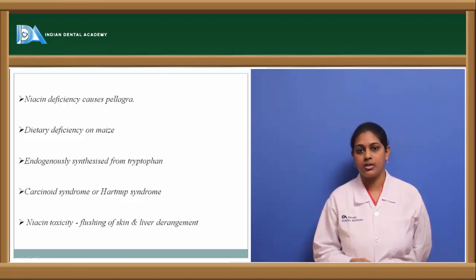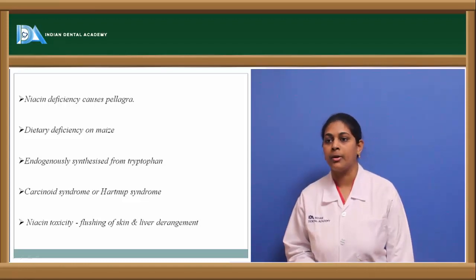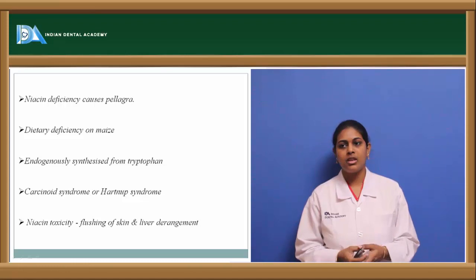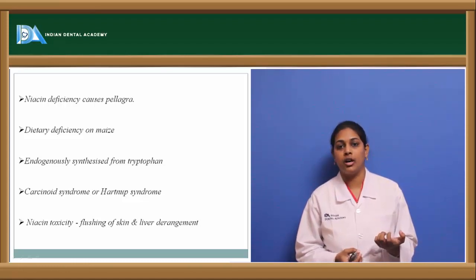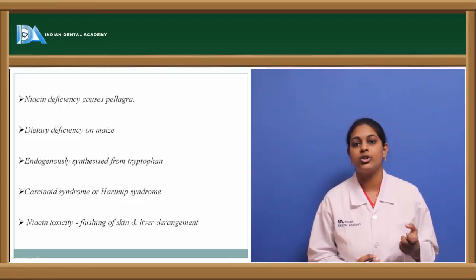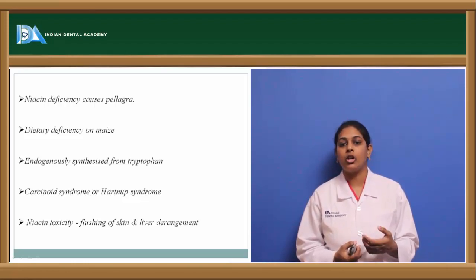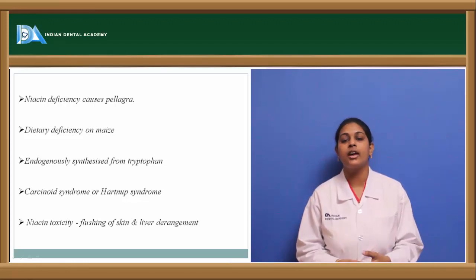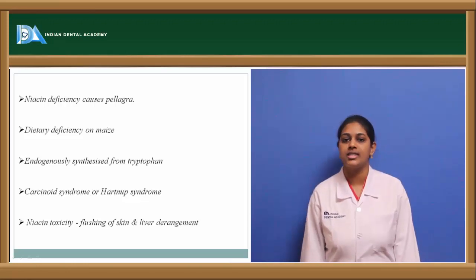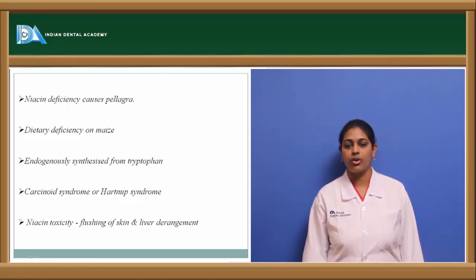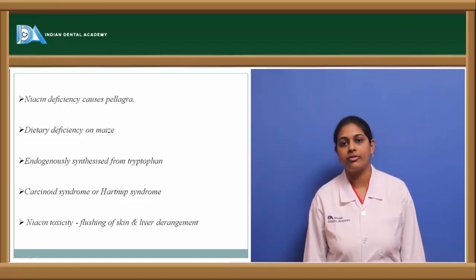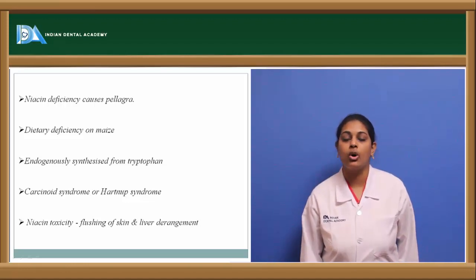And niacin is also synthesized from tryptophan, which is an amino acid. This tryptophan helps in the production of niacin when it is endogenously synthesized. That is, niacin is endogenously synthesized from tryptophan. So any deficiency in tryptophan can also result in deficiency in niacin. Deficiency in tryptophan is usually seen in conditions such as Hartnup syndrome and carcinoid syndrome. So in these syndromes, ultimately there is also niacin deficiency, because endogenously niacin is produced only from tryptophan.